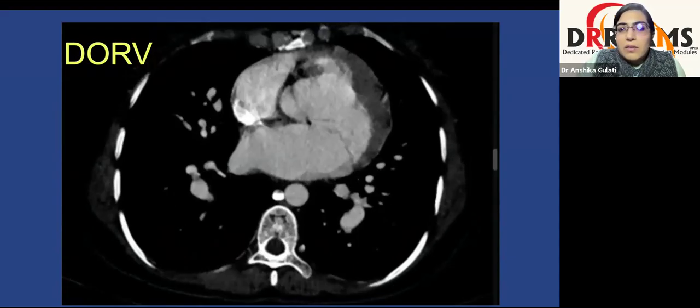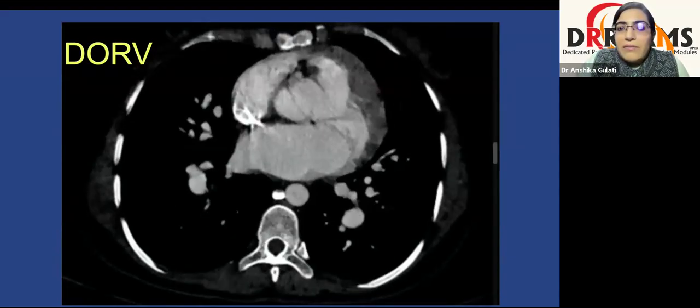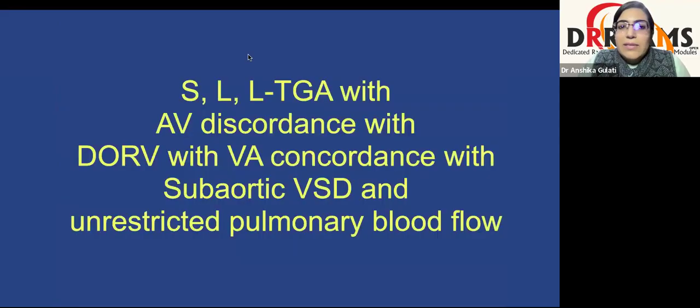So we say that there is double outlet right ventricle with concordant ventriculo-arterial connection, because pulmonary artery is entirely arising from the RV, and aorta is arising more than 50% from the RV. So the VA connections are still concordant. So our final report in this case will be situs solitus with L loop ventricular topology, because aorta was on left side, RV was on left side, LTGA because aorta was anterior and to the left of pulmonary artery, with AV discordance, with double outlet right ventricle, with VA concordance and subaortic VSD.